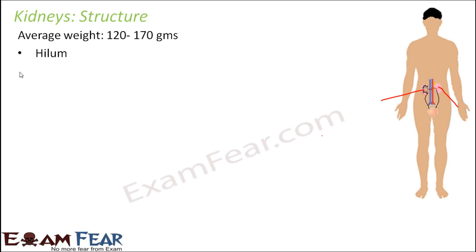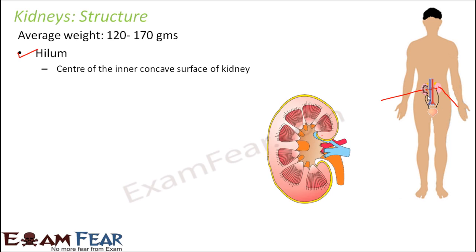Now let us start talking about each part inside the kidney. The first thing that we are going to talk about is the hilum. This I have also introduced before. The hilum is the notch-like structure towards the inner concave side of the kidney. It is the center of the inner concave surface of the kidney. This is how a kidney looks if you see it in more detail. This is the outer side, this is the inner side. On the inner side, this region at the center of the kidney is known as the hilum.